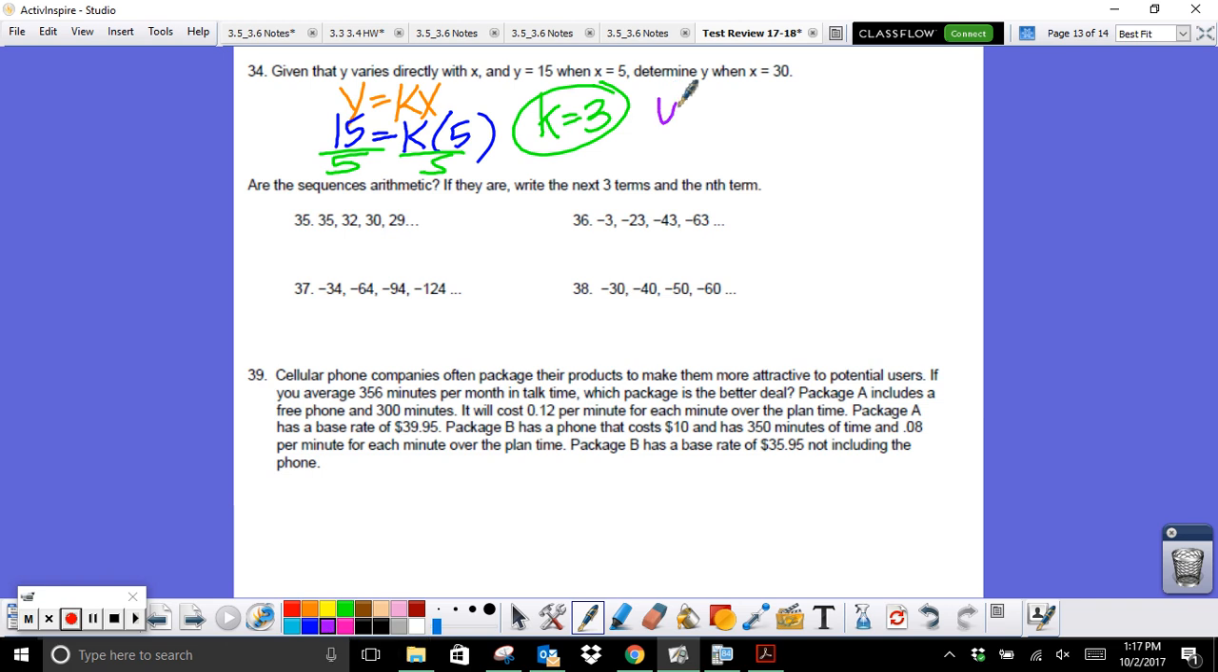Okay, so my equation would be y equals 3x, since that's what my k was. Now I'm going to plug in what they're asking me. So it says determine y when x is 30. So 3 times 30, y would be 90.